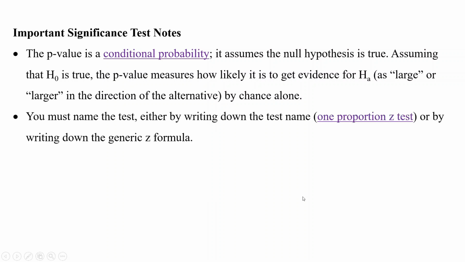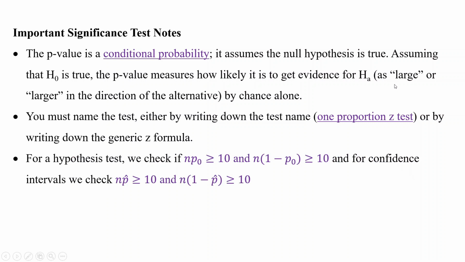You have to make sure that you name the test either by writing it down or by writing down the generic Z formula. You only have to do one to get full credit on the AP exam, but you'll see that I end up doing both of them when I conduct a test just to cover all my bases, right? So we have a one proportion Z test that we are going to cover and see an example of today.